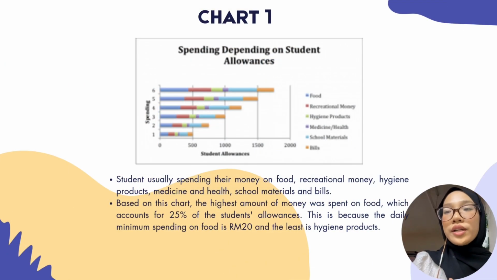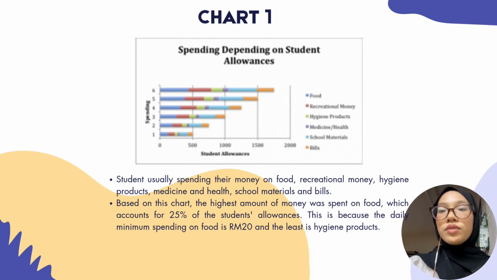Now, let's move on to the first chart, which is a bar chart created by Kwang Min Ko in December 2014. It shows how students typically spend their allowance. The spending categories include food, recreation activity, hygiene product, medicine or health, school materials, and bills. From this chart, it's clear that food takes up the largest portion, which is 25% of their total allowance. That is understandable since meals can cost at least 20 ringgit per day.